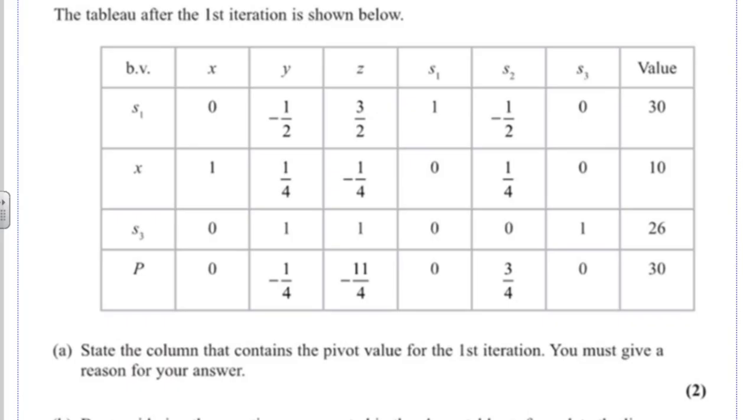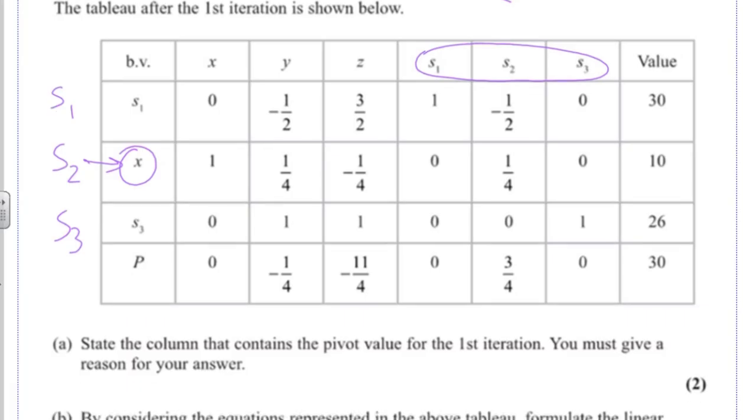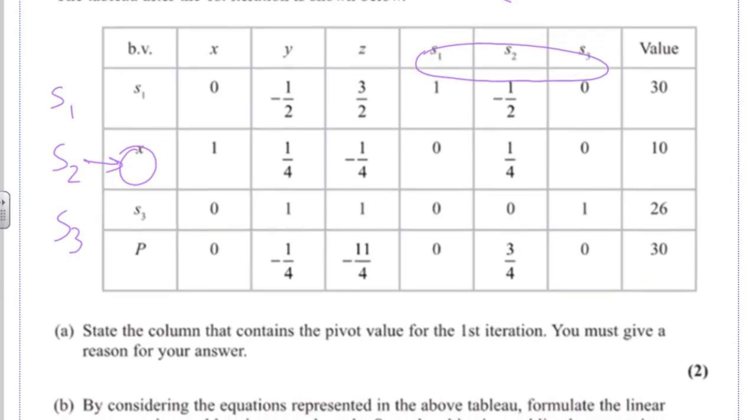If you look, it's S1, S2, S3. There are no artificial values there, so we know everything is less than or equal to. Right, so on the initial tableau, it would have been set up as S1, S2, S3. So if you look, the basic variable has changed to X. So that's identifying X as the pivot column.